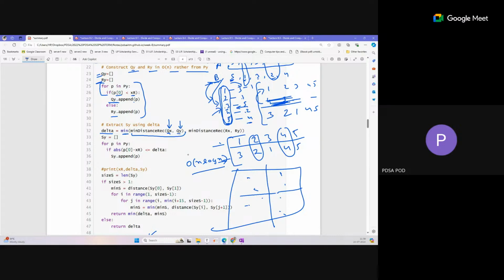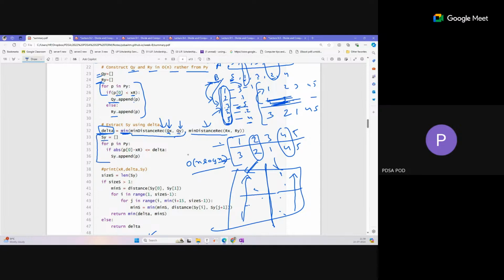Similarly, we apply the same process on this side. After dividing in half, this qy represents the sorted order on this half, and ry represents the sorted order on this half. Because of that, we call the same algorithm on both the left part and the right part, and take the minimum among them. So this is the first call. Delta represents the minimum among the left half or right half, but we need the border area also. Because of that, we are doing this process.